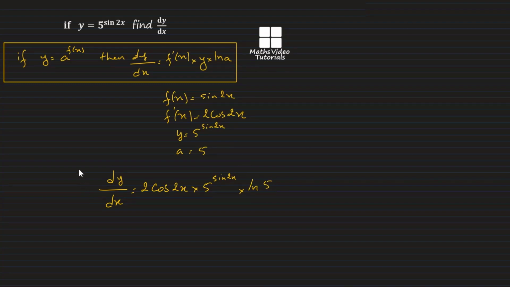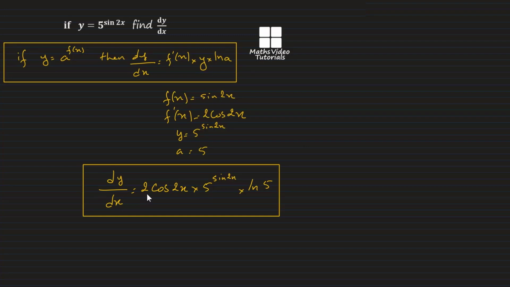Okay, and that's it. Now, just be careful here. The 2 and the 5 here, they cannot be multiplied together to give you 10. They are separate entities. This is a base. This is a coefficient of this trig function here. So they cannot be multiplied together. All right, so that's how you complete or find the derivative of an exponential function.